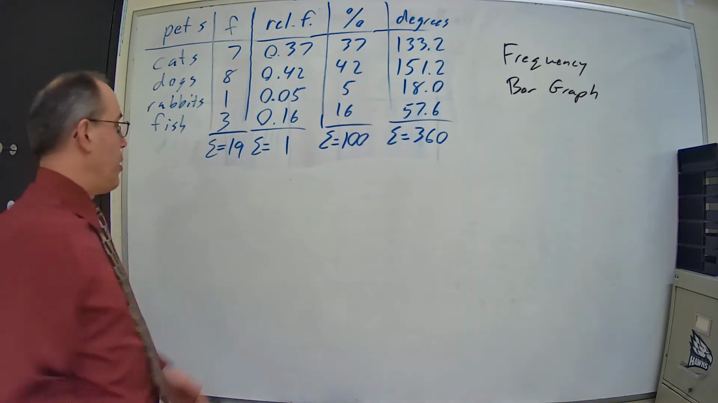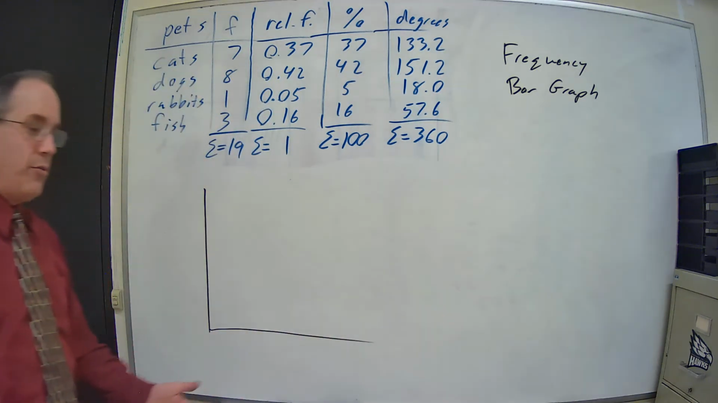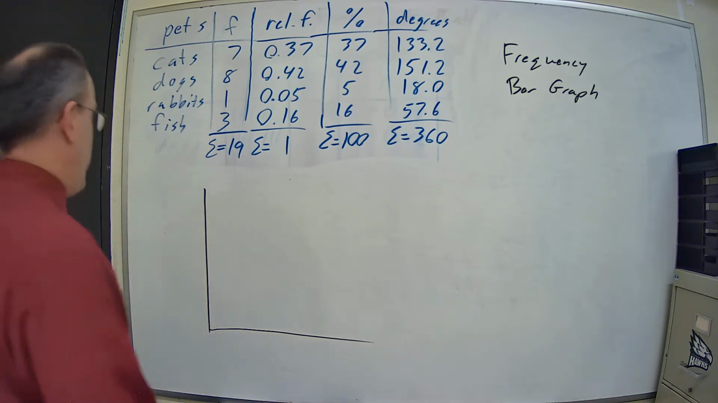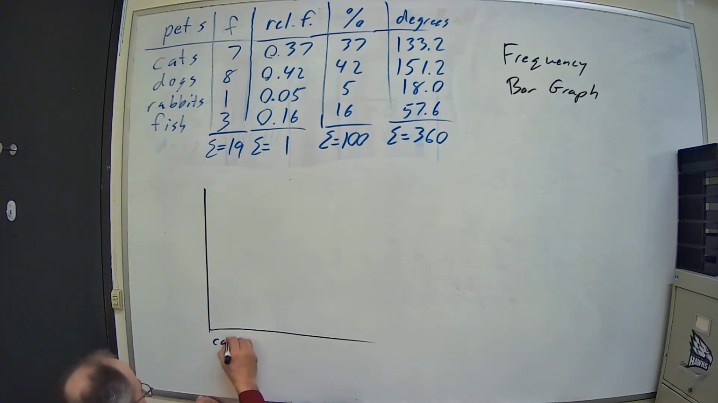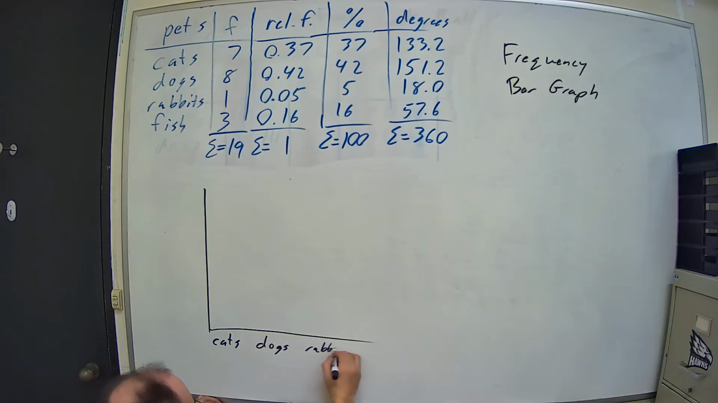So with a frequency bar graph, we're going to create our x and y axes. Our x-axis is going to consist of our categories. So we have cats, dogs, rabbits, and fish.